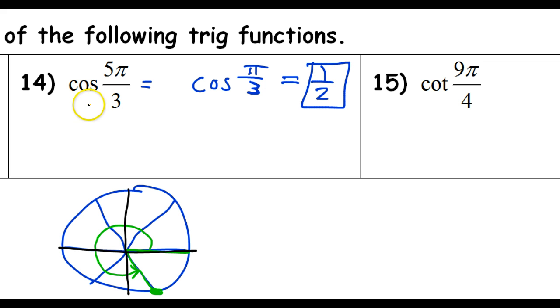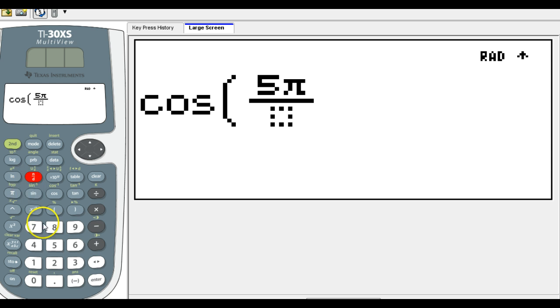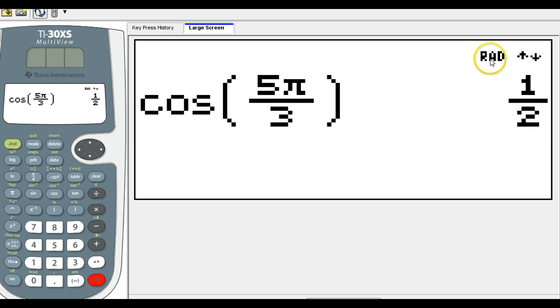Again, if I use my TI-30XS MultiView, cosine of 5 pi over 3, okay, I could just type it in. Cosine of 5 pi over 3. Okay, 1/2. Kabam. Again, make sure you are in radian mode, otherwise you're not going to get the right answer.